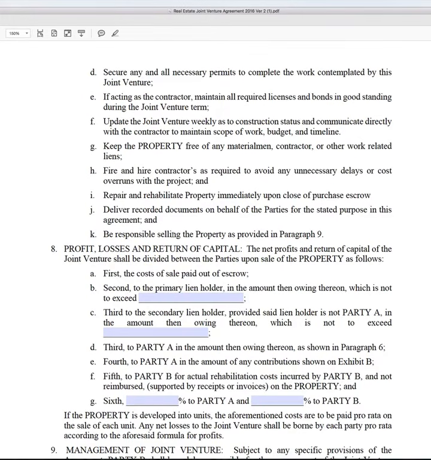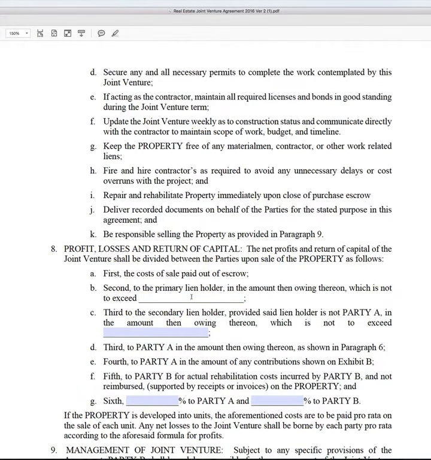Let's go down here to profit, losses, and return of capital. Now this discusses here what happens to the money when the property is sold. So, we'll read the clause together. The net profits and return of capital of the joint venture shall be divided between the parties upon sale of the property as follows. First, the costs of sale paid out of escrow. So anything that comes up with the cost of the sale, commissions and whatnot, that's going to be paid out of escrow. Second, to the primary lien holder in the amount then owing thereon, which is not to exceed.